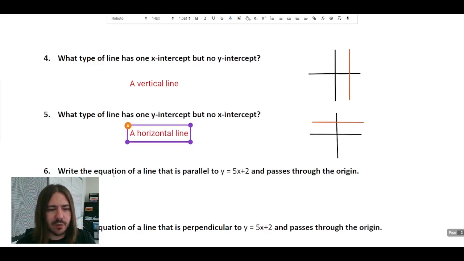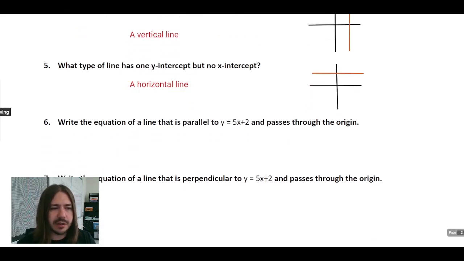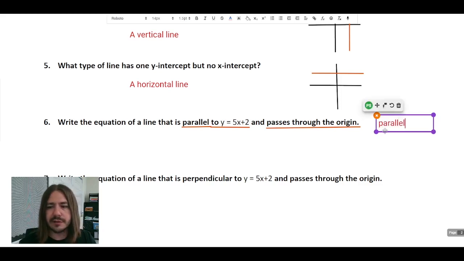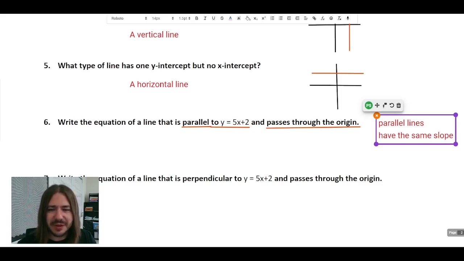Number 6 says, write the equation of a line that's parallel, okay, we'll talk about that in a second here, to y equals 5x plus 2 and passes through the origin. So these are my two pieces of information. The fact that it's parallel means that it's going to have the same slope. Okay, so I'm going to just make a little note here. Parallel lines have the same slope. You probably have that written down in your notes somewhere. But I just think it's good to make a note here as we're working through these parallel and perpendicular problems.